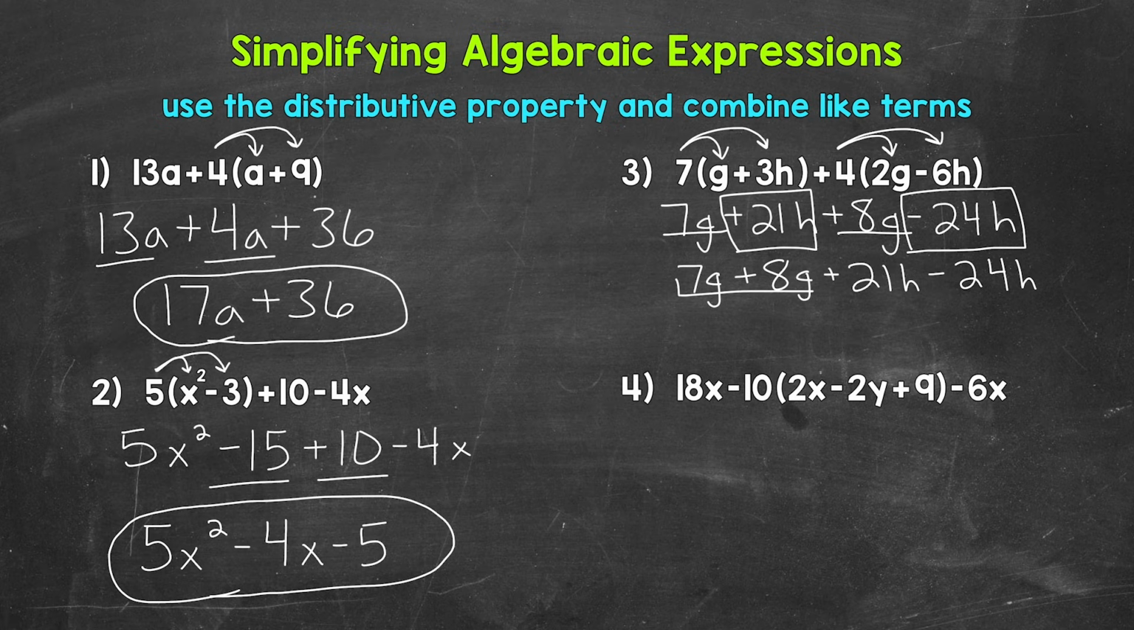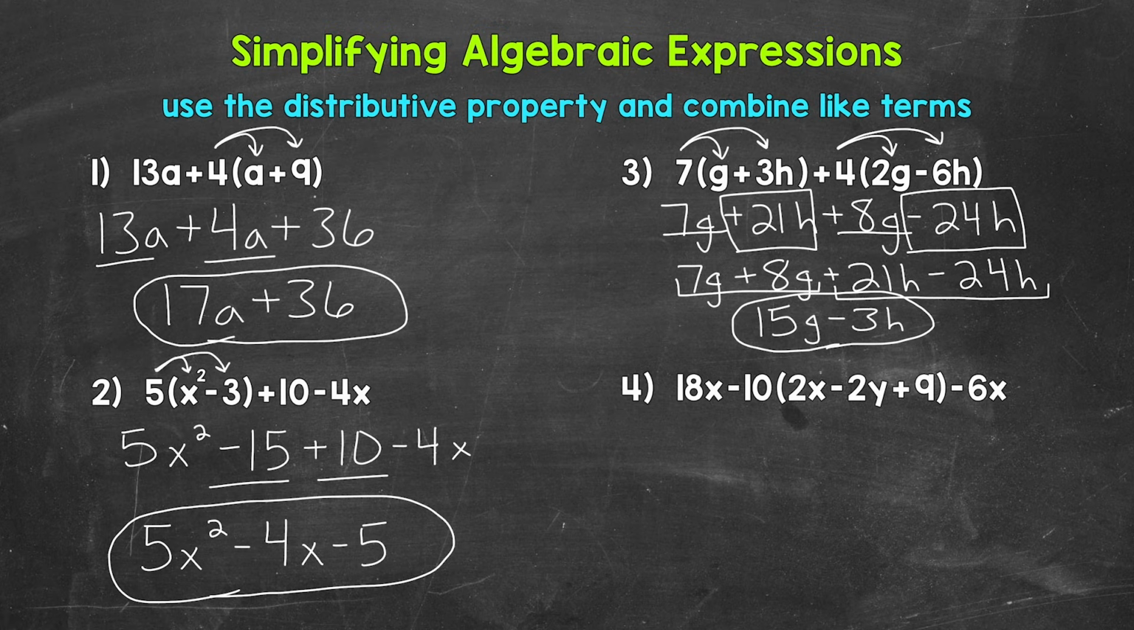Let's start with 7g and 8g. 7g plus 8g gives us 15g. Then we have 21h minus 24h. So positive 21h combined with negative 24h. That gives us negative 3h. So minus 3h. And this is our final simplified expression, 15g minus 3h.